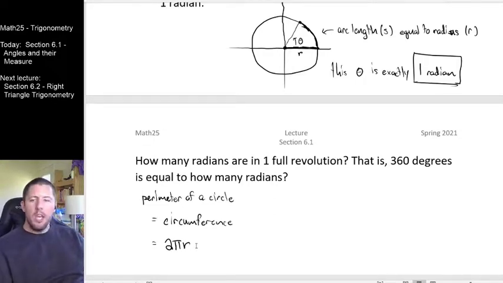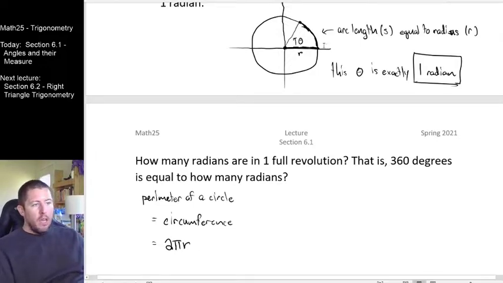So what we want to do is use this information to help us figure out angles, right? So here's what I know. If we sweep out 1 radius's worth of arc length, that is 1 radian of angle. I know that we need to do 2 pi radiuses to get all the way around. Therefore, we need to do 2 pi radians of angle to get all the way around.